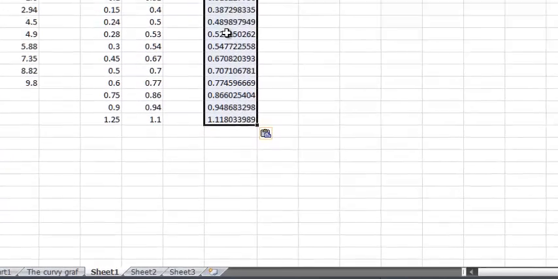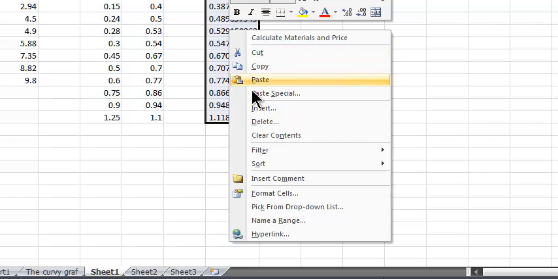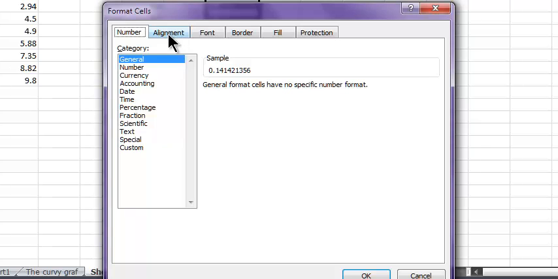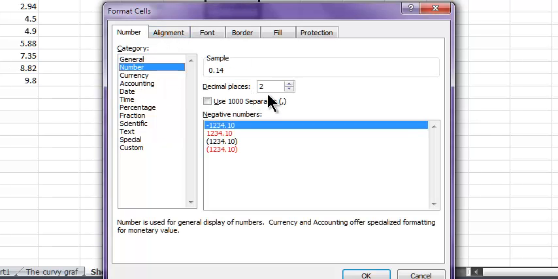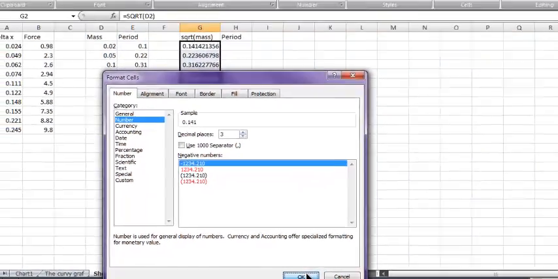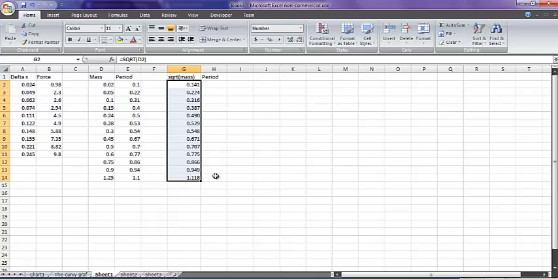I'm going to right-click. The contextual menu, one of the choices is Format Cells. And I'm going to say, this says keep all that data, but only show me 2 decimals of it. Oh, we'll make it 3 decimals of it. Oh, that's a whole lot cleaner.